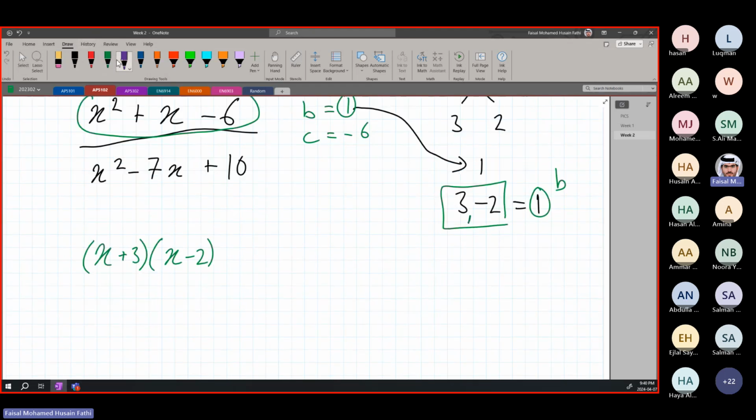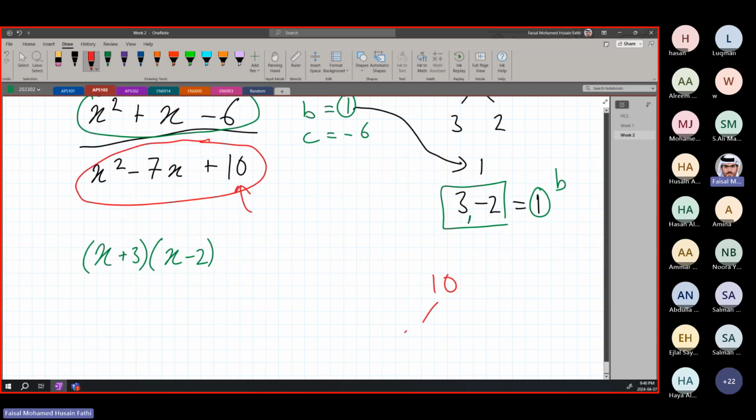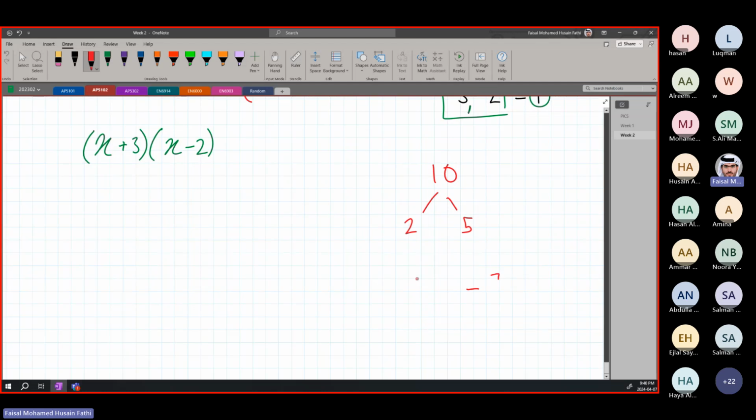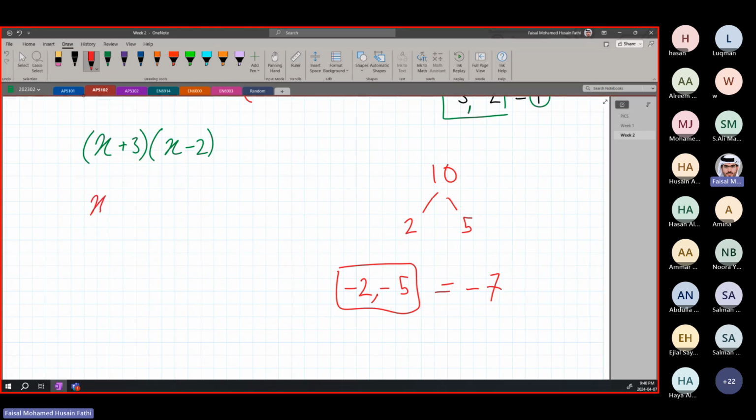Now we're going to do the exact same thing for the bottom part. We're going to look at the 10. So the 10, you have 2 and 5, all right? And then we have the minus 7. So it has to be equal to minus 7. How can this be equal to minus 7? It's going to be minus 2 minus 5, and that's going to give us minus 7. So we know that this is our solution, so it's going to be over x minus 2, x minus 5. All right?